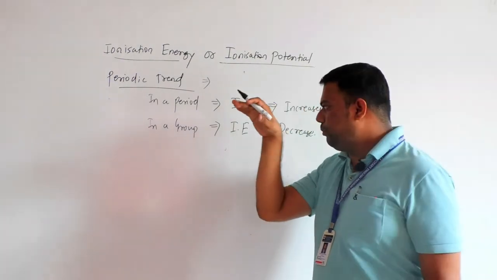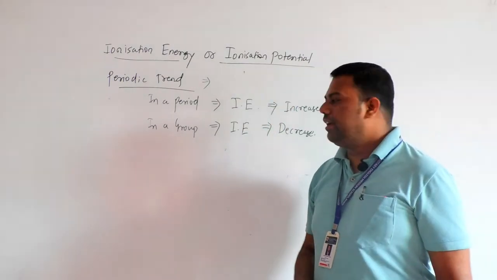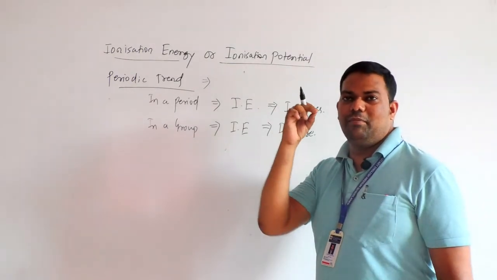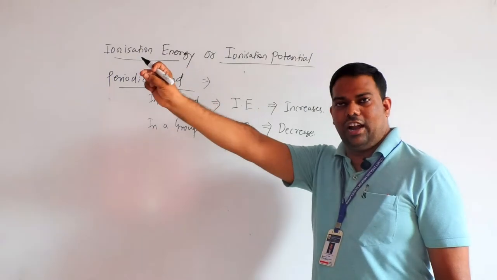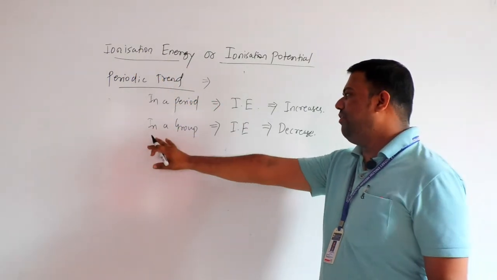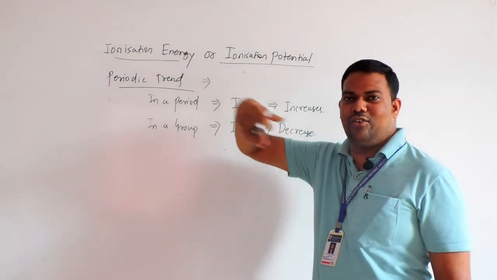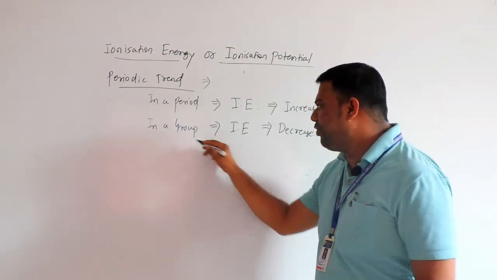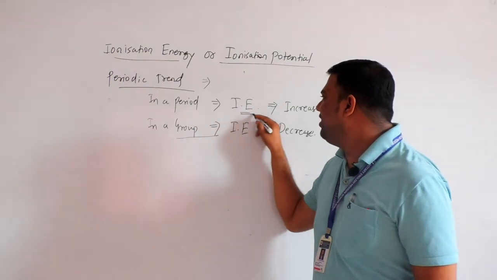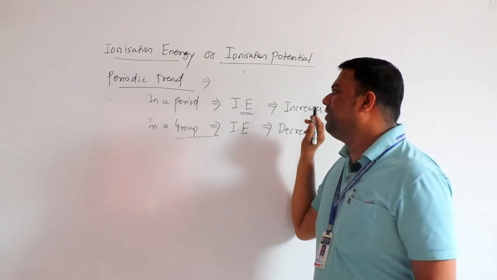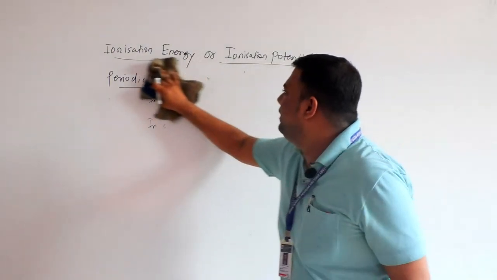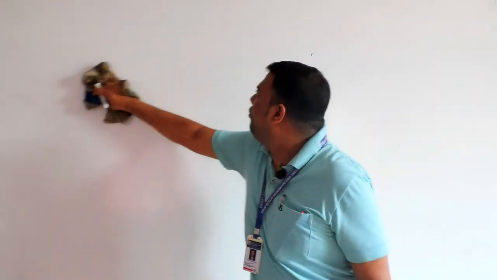Because if you go from top to bottom, one shell will increase down the group. So very simple, the nucleus to outermost shell electron distance will increase, so the outermost shell electron behaves in its own way. So the ionization enthalpy value will decrease down the group, and that value will increase along the period. It is very important about your ionization enthalpy or energy. I hope you understood, you have to mention this in your notes.